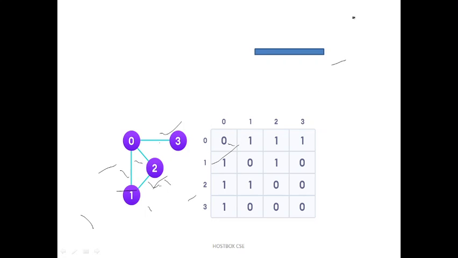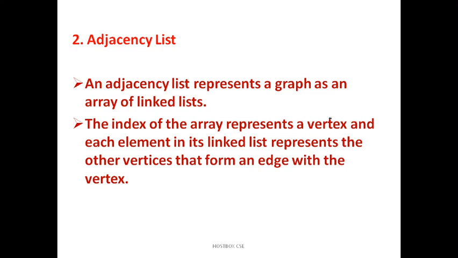So whenever a connection edge is available, you can write 1, otherwise not. That is the adjacency matrix. Next one is adjacency list. Here it always represents the graph as an array of linked lists. I already discussed linked lists in the data structures. Here the index of the array represents a vertex, and each element in its linked list represents the other vertices that form an edge with the vertex. Let's see the small example where we can get clarity.